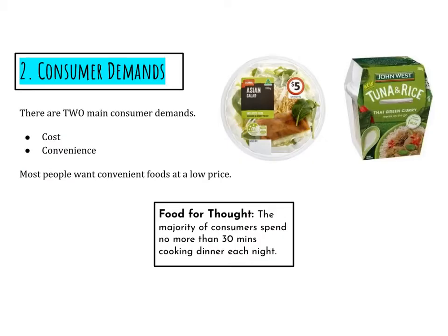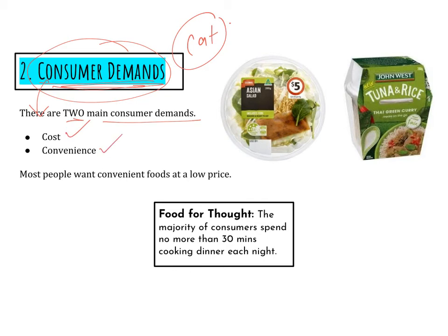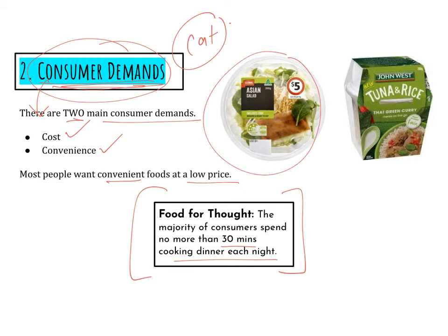The next driver for food product development links to CAT in the acronym My Cat Tom Can Sing Songs. So this is consumer demands. Now there are two main consumer demands. It's easy to remember this because they all start with the letter C. So consumer demands are cost and convenience. Now most people want convenient foods at a low price. The majority of consumers spend no more than 30 minutes cooking dinner each night. So we can see that having convenient foods is very important, particularly in today's society, due to the fact that there are dual career families where both parents are working. Therefore, people don't have time to prepare foods, and it has led to the development of convenience foods.